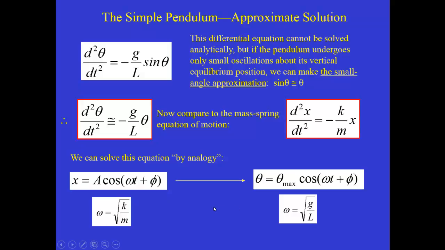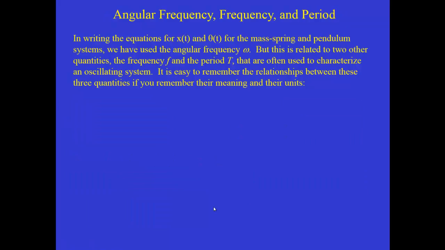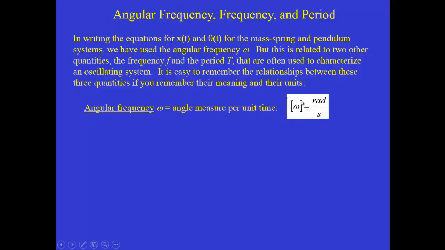And there's one more thing I want to do before finishing, and that is to just take a moment to talk about the relationship between angular frequency omega, what's sometimes called the conventional frequency f, and then the period T. All three of these quantities are distinct, but they're all related. So if we know one of them, we can easily calculate the other two. So just as a review, remember that the angular frequency omega is angle measure per unit time, so it's got units of radians per second.